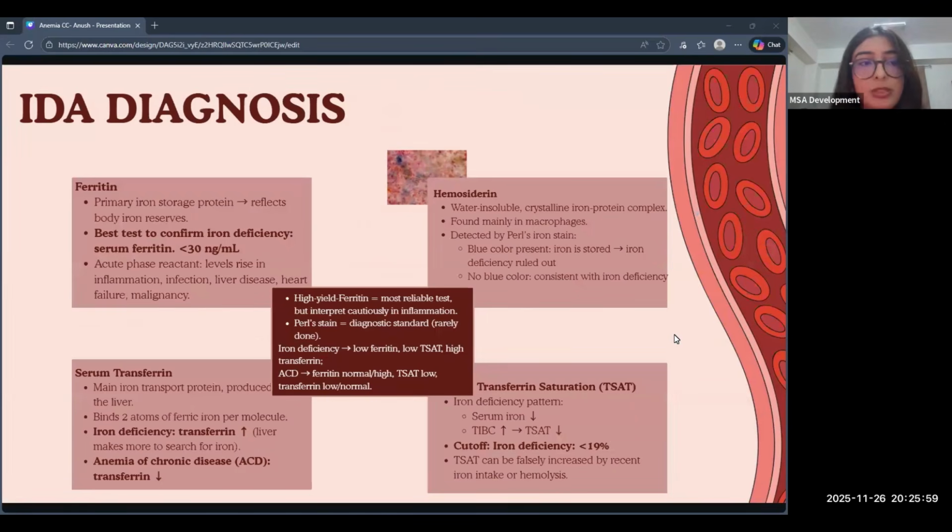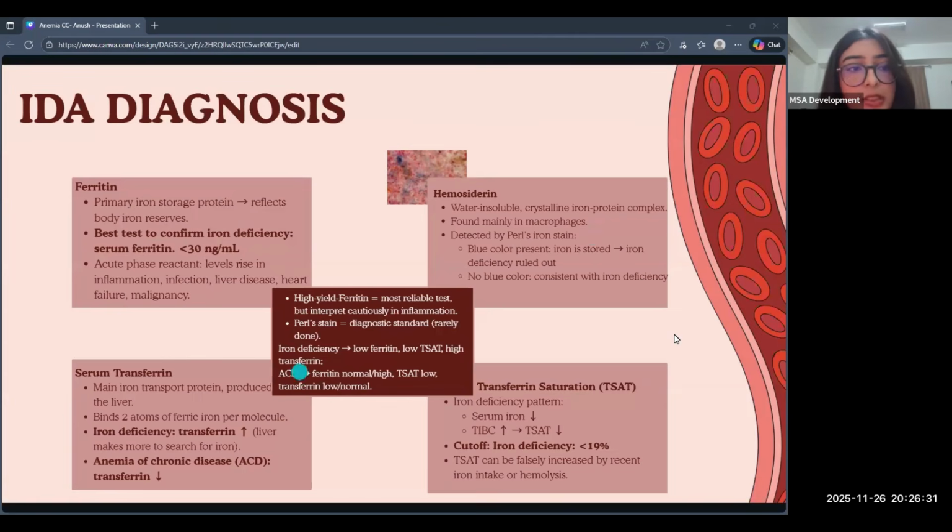Okay, now let's talk about diagnosis. So we talked about ferritin. So ferritin is a storage protein, right? It reflects the reserves. So that's the best test to confirm iron deficiency anemia. If it's less than 30, it's iron deficiency anemia. Now, one thing about ferritin that's very important is that it's an acute phase reactant, okay? That means that in an infection, inflammation, and so on, it will increase. It could be falsely increased, which is why it's very important to remember that it's an acute phase reactant.